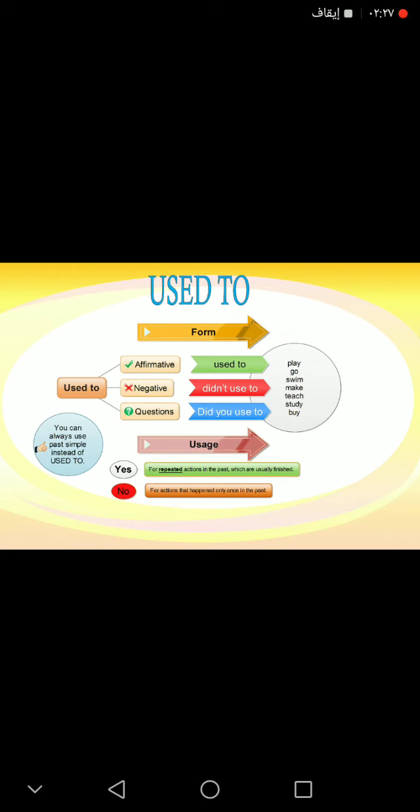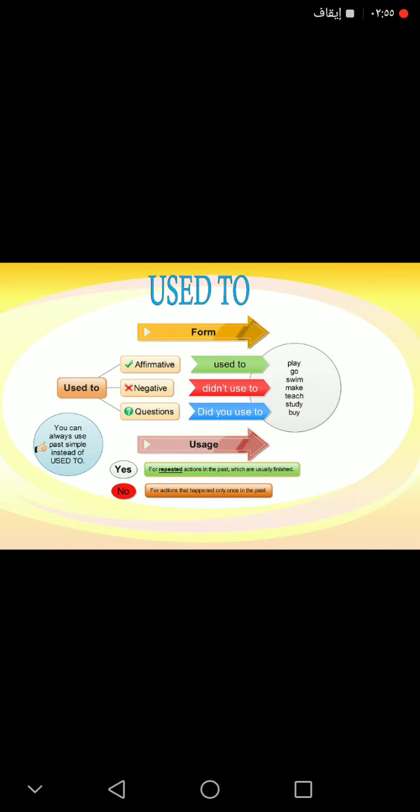Here is the use of used to. We use used to for repeated actions in the past, things that we did in the past but now we are no longer doing them. Okay, for example, we can say my father used to smoke. That means my father smoked or was smoking in the past, but now he gave up.